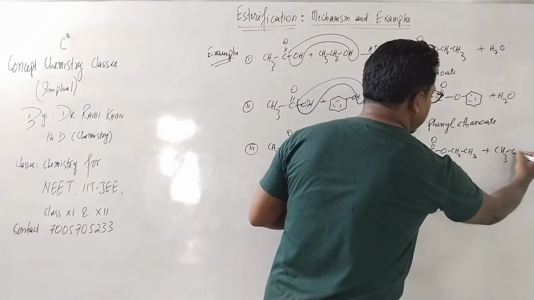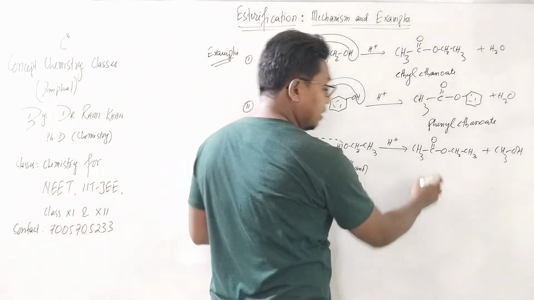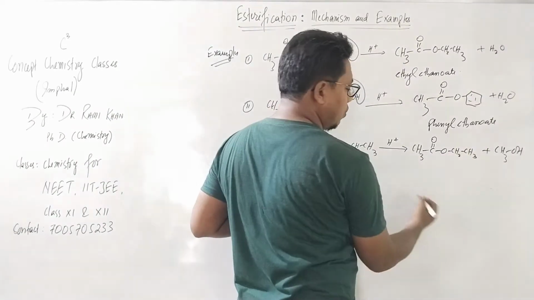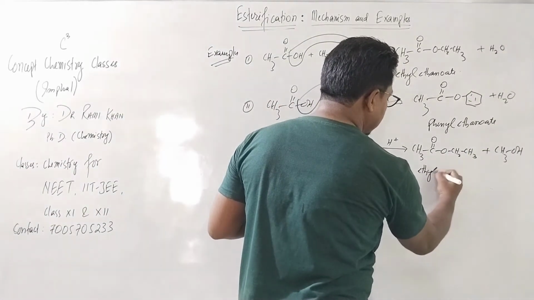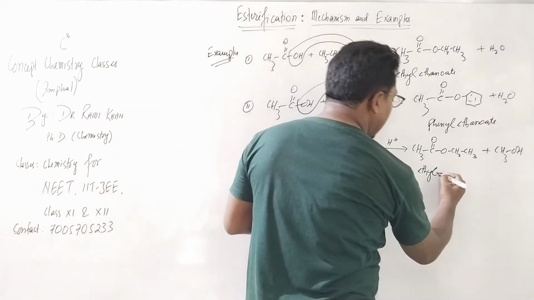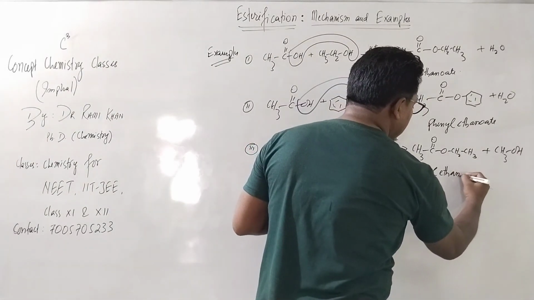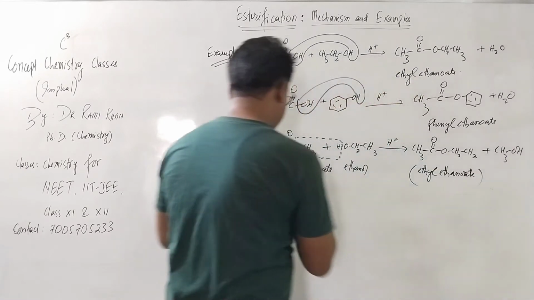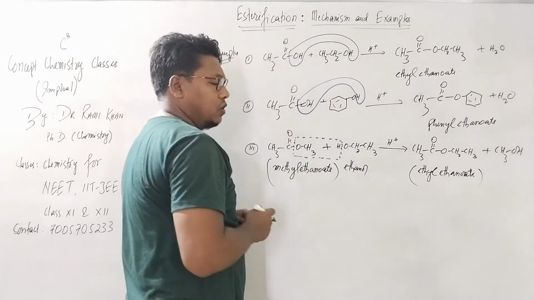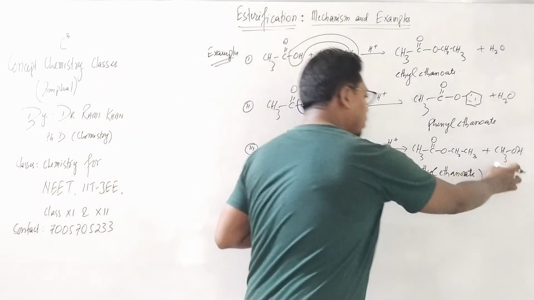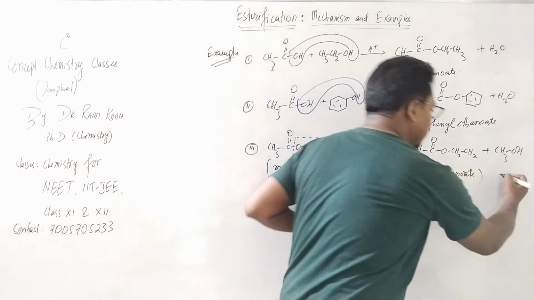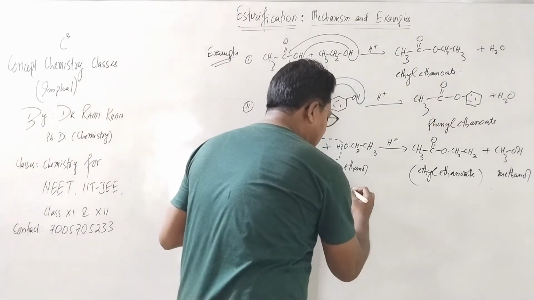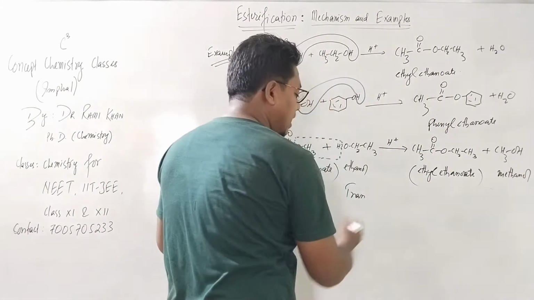This is our methanol. Now let me write this name. This is ethyl, which is attached to oxygen. So IUPAC nomenclature of this is called ethyl ethanoate, right? So these two esters are different. And this alcohol is also different from this alcohol. This is our methanol. Now this is called trans-esterification. This is an example of trans-esterification.